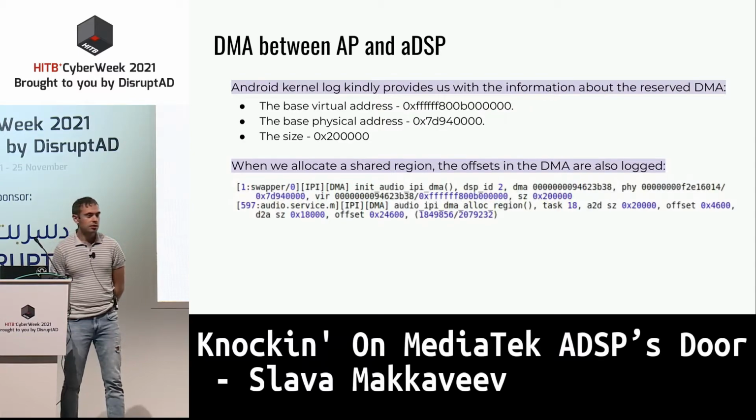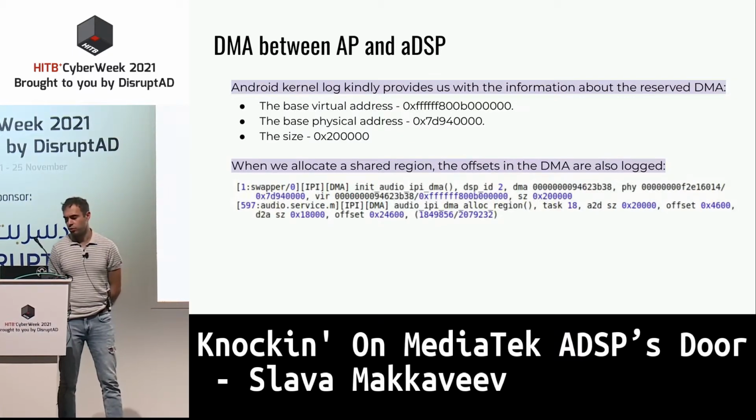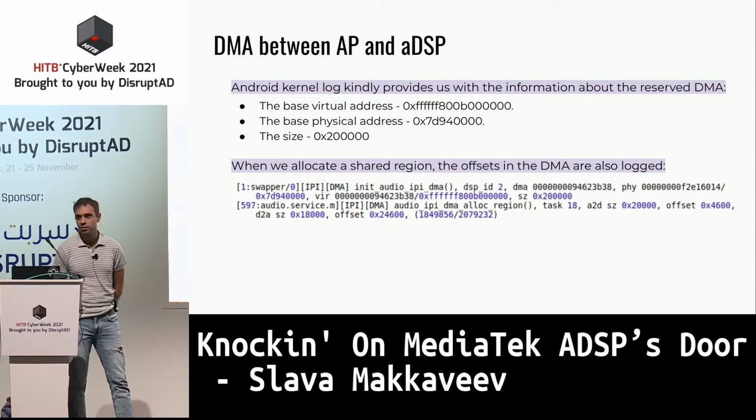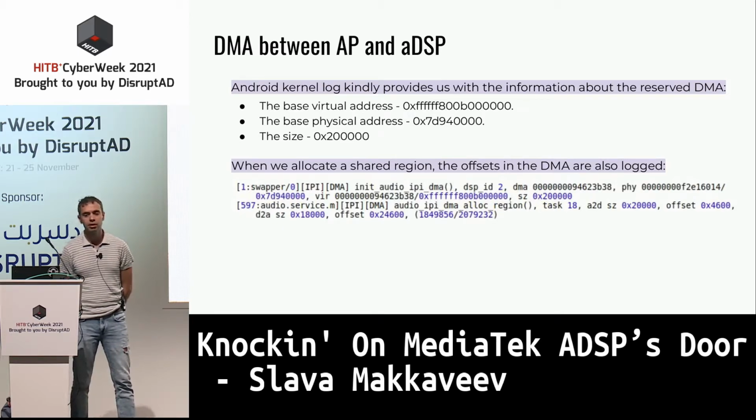On my Xiaomi device, the Android kernel log has kindly provided us with information about the global dedicated direct memory access memory intended for communication with the audio DSP, and we have the base address. We know the base address and the size of this memory, and it's really strange to log such information, I think. Moreover, when we allocate a shared region in this DMA, the offset of the new shared region in the DMA is also logged. For example, in this log snippet, you can see that for task scene 18, I've asked to allocate 20 kilobytes of memory for the A to D buffer and 19 kilobytes for the D to A buffer. And offsets are also here.